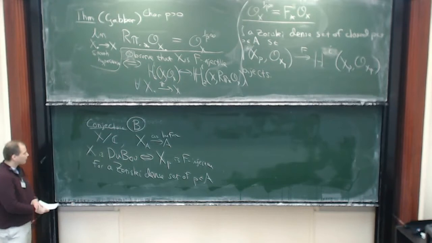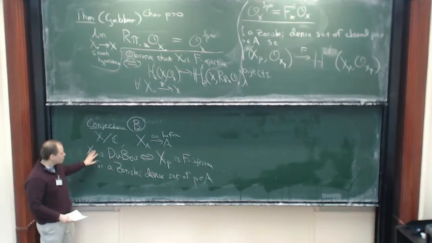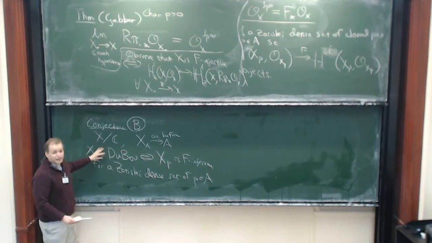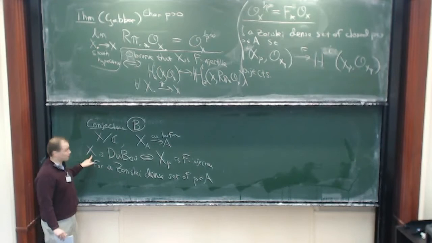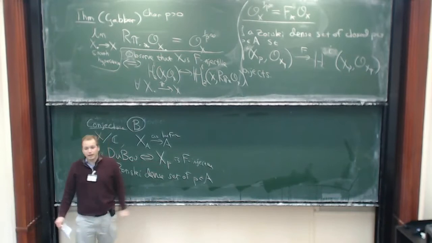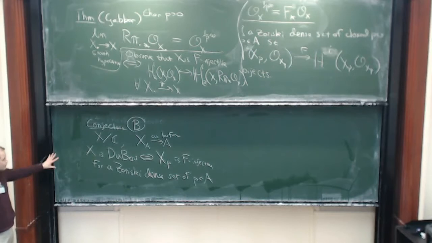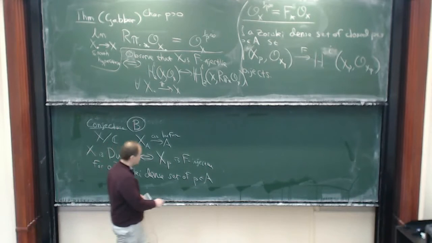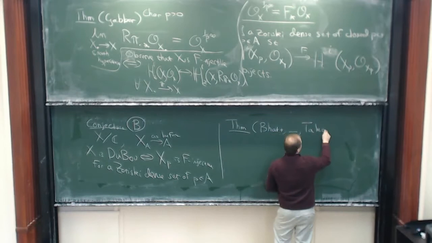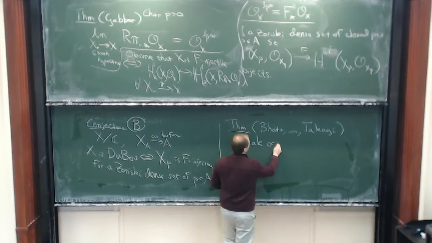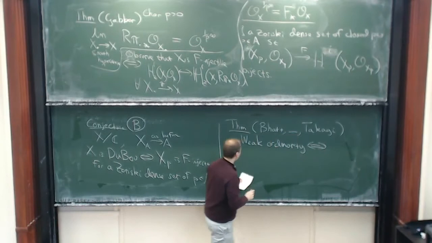So this says that X is Dubois if and only if the mod p reduction is F-injective for a dense set. Now, you cannot expect this to hold true for an open set, exactly because of the case of the cone over an elliptic curve. The cone over an elliptic curve is always Dubois, say the planar cone over an elliptic curve, but it's F-injective if and only if the elliptic curve is ordinary. And so the best we can expect is for this to be true on a dense set. And so the theorem that myself, Bhargav Bhatt, and Schwede-Takagi proved is that, and this is actually not so hard either, the weak ordinarity conjecture is equivalent to conjecture B.